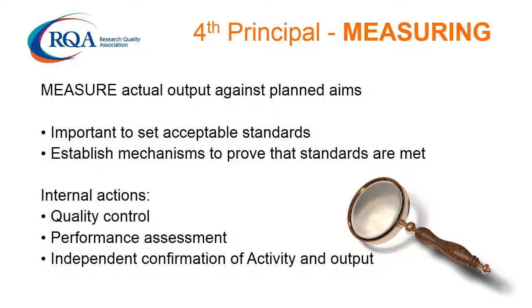The fourth and final principle is measuring. It's important to measure the actual output against the planned aims. Equally important is the setting of acceptable standards for the performance of the work and ensuring that there are mechanisms to demonstrate that these are met or exceeded. Such measurement includes actions known as internal quality control and internal performance assessment, as well as independent confirmation of the acceptability of the activity and its output.